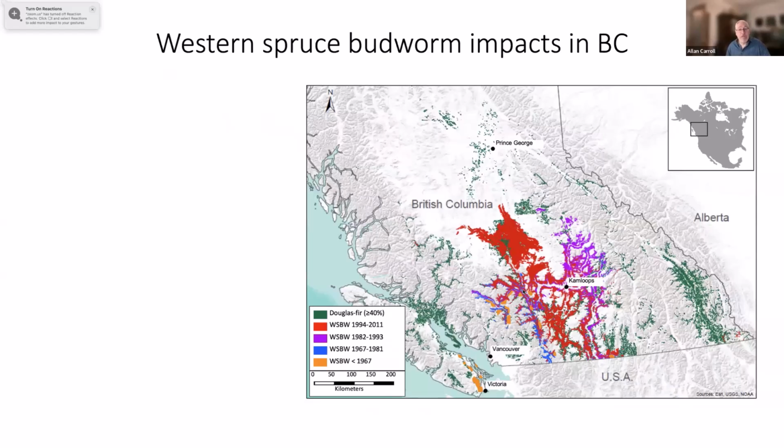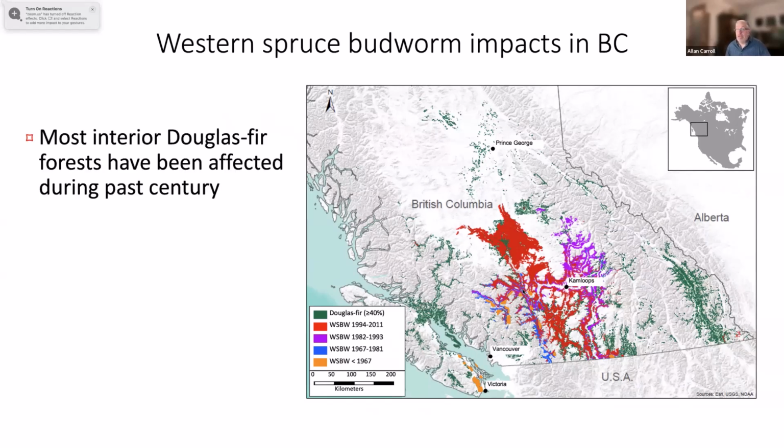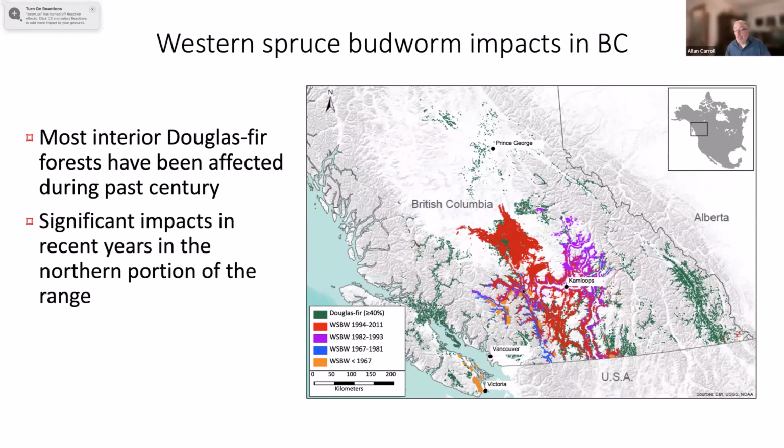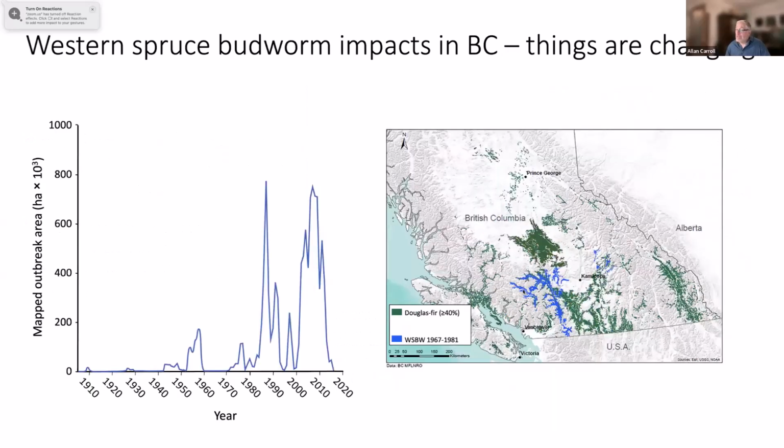Well, in recent years, we've had lots and lots of impacts. You can see here that most of the Douglas fir forests, which are indicated in green on this map, have been affected to some degree over recent years by some level of western spruce budworm impacts. And you can see too that in recent years, there have been pretty significant impacts, particularly in the central and northern parts of the Douglas fir range. If we look at how things have been changing through time, well, this is actually quite concerning because we see a couple of things here that are suggestive of something that's been changing.